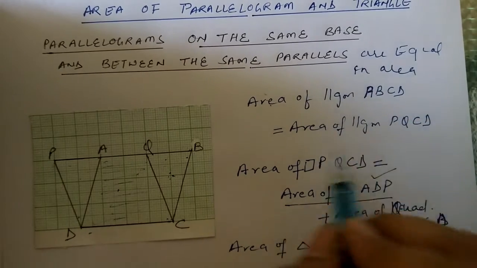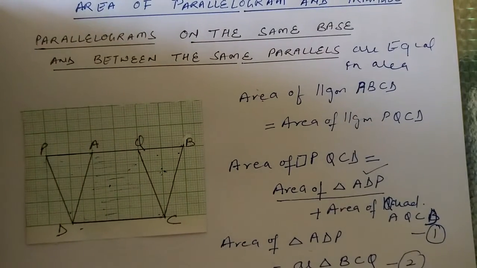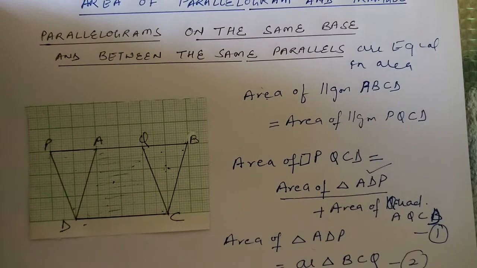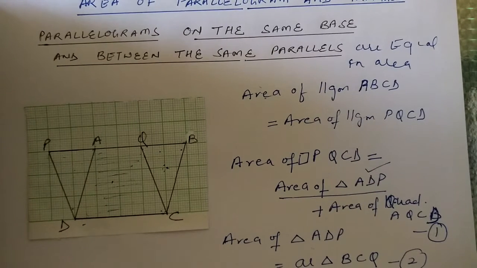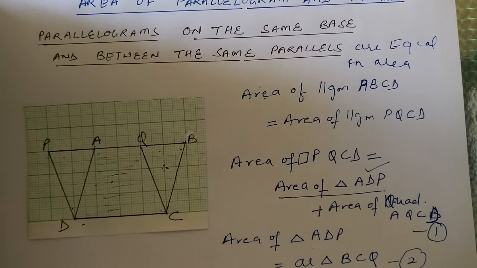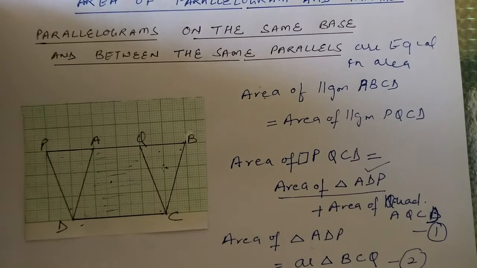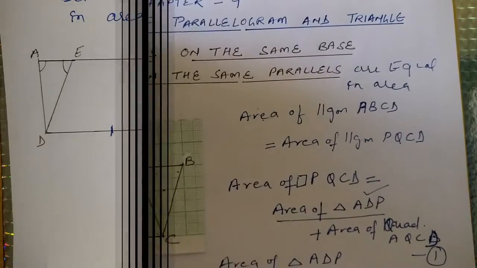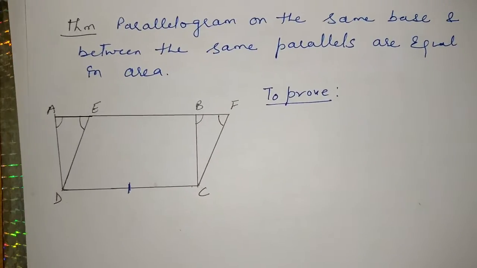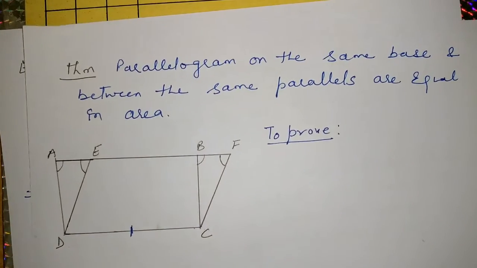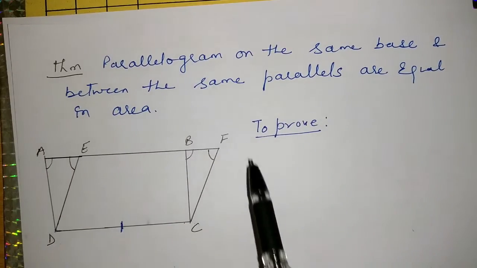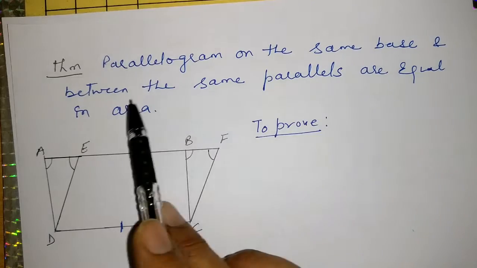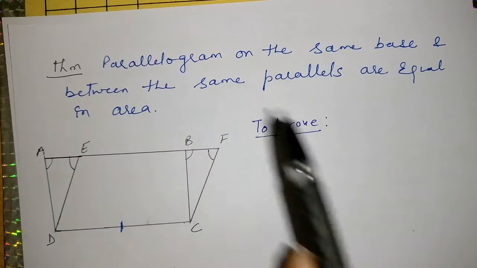So this is the theorem which we have done through an activity. This is an activity which we generally do in our math lab. Now actually, if it comes to how we prove this theorem, we come to the theorem: parallelograms on the same base and between the same parallels are equal in area.